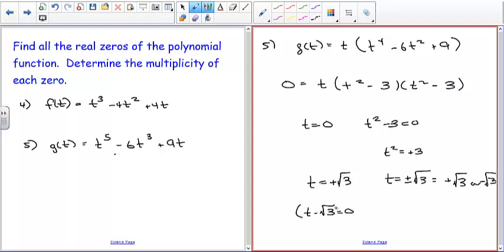Okay, so that's one factor. The factor associated with this 0 is not t plus the square root of 3, but it's t minus the square root of 3. Likewise, if you take t equals negative the square root of 3, if you add the square root of 3 to both sides, you'll get t plus the square root of 3 equals 0. So that's the factor that corresponds to that 0.